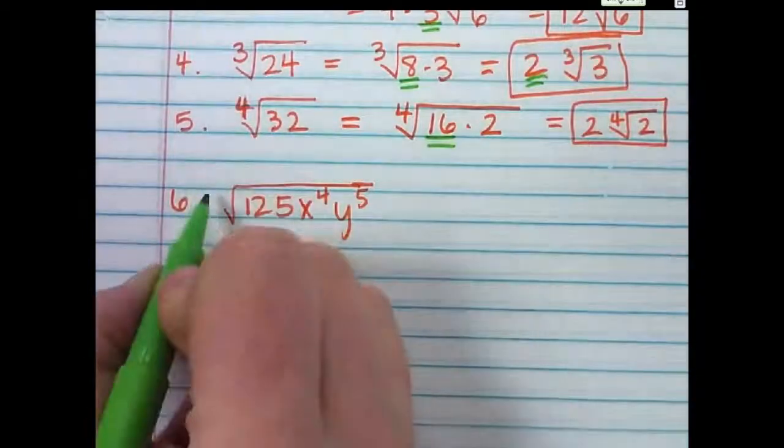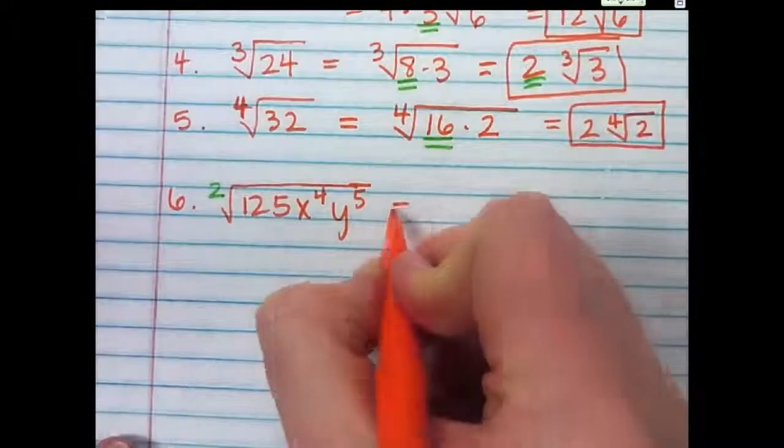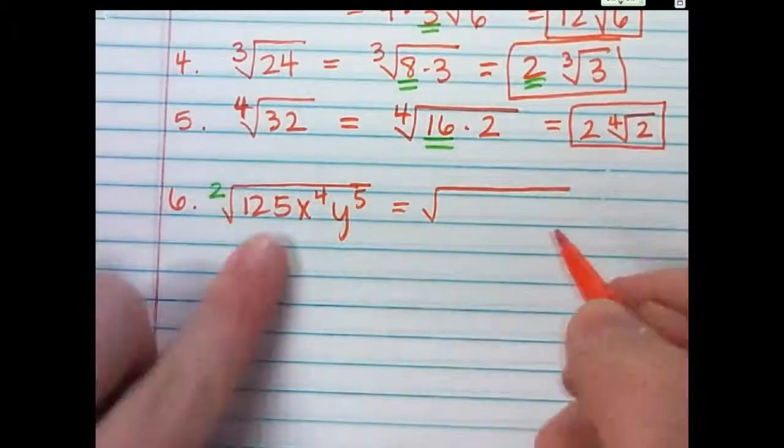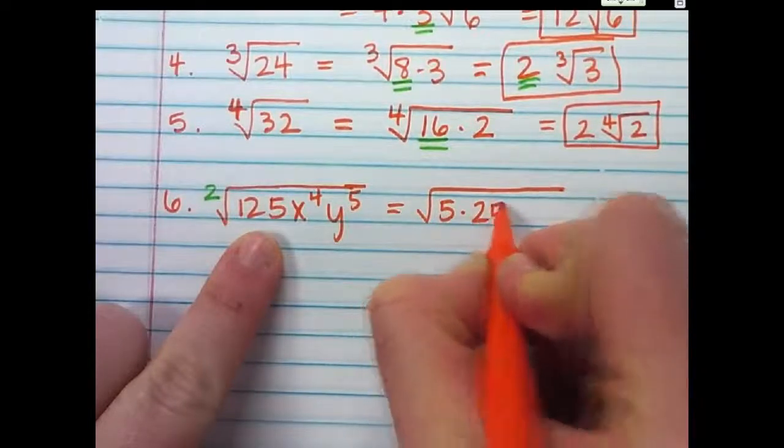What's our little number right here? 2. Okay, so we're doing square root. So what's a perfect square inside 125? 5 times 25.